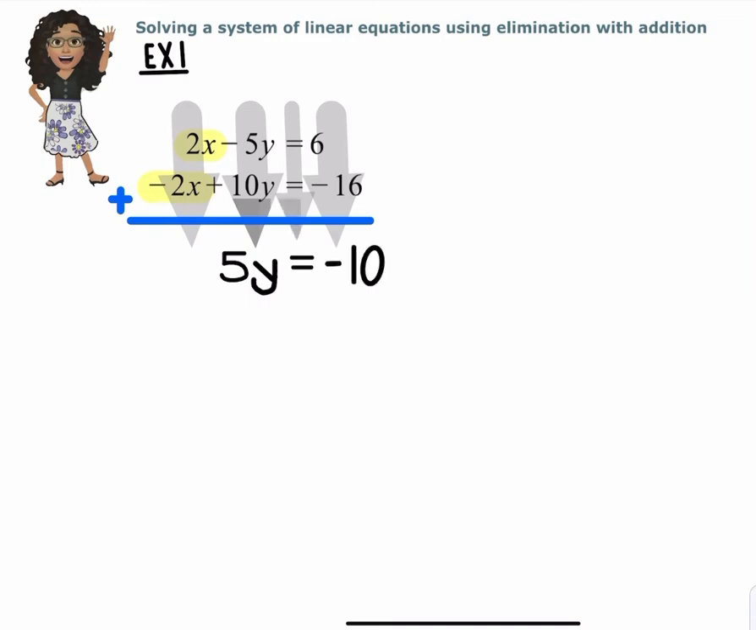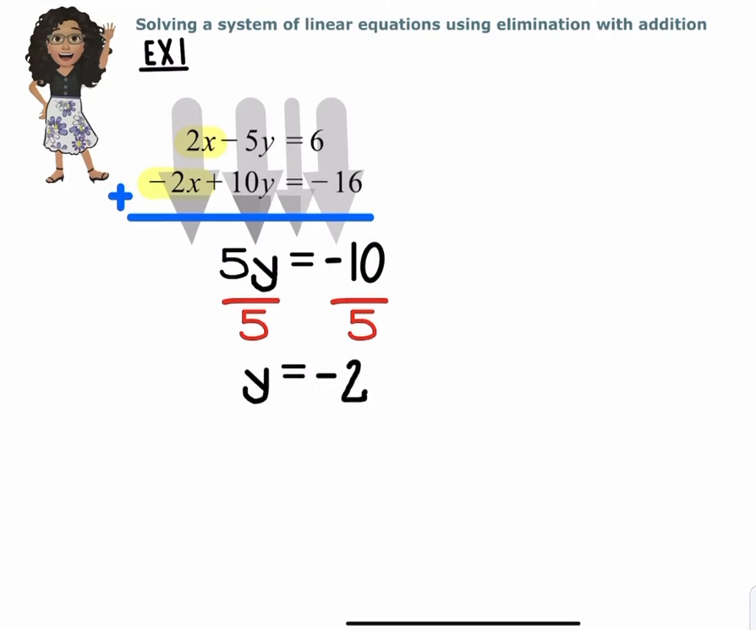Now to solve the equation and get y by itself, we'll get rid of multiply by 5 by dividing by 5. Y equals negative 10 divided by 5, which is negative 2. Now that I know y, I need to grab one of the original equations. It does not matter which equation you grab. You'll get the same answer either way.